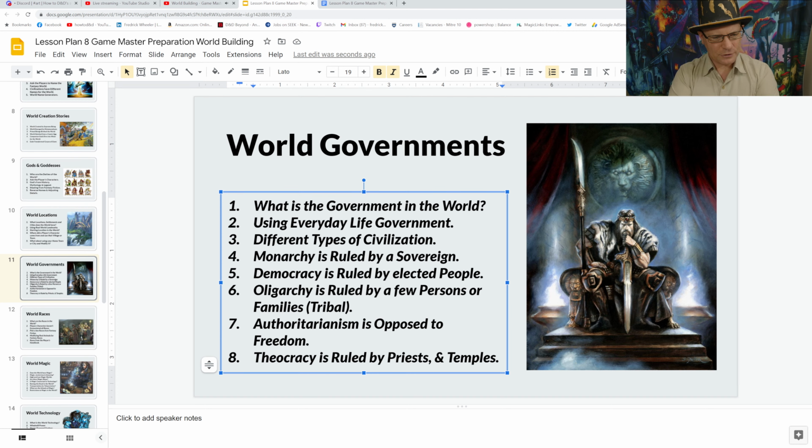Authoritarianism is opposed to freedom. So authoritarianism is your dictatorship. Okay, so I guess I'll put in brackets dictator.